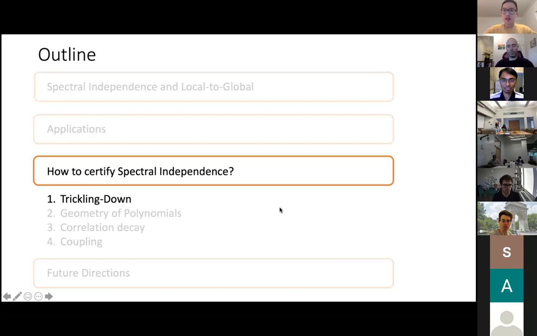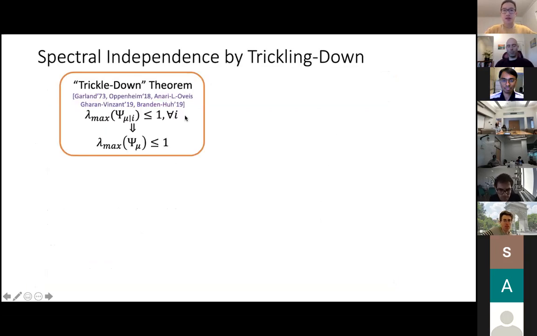Okay, so the first method I want to tell you about is the so-called trickling down method. It's kind of a magical phenomenon, which is the following: if you know a bound on the largest eigenvalue of the influence matrix of all conditional distributions from mu, then you can get, in a totally black box manner, some bound on the largest eigenvalue of the influence matrix for mu itself.